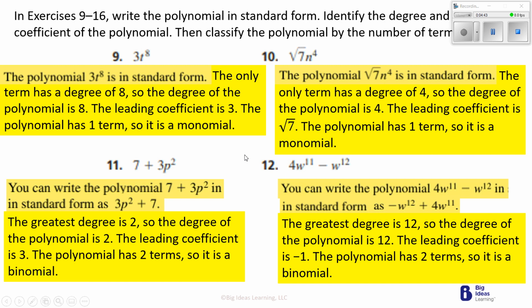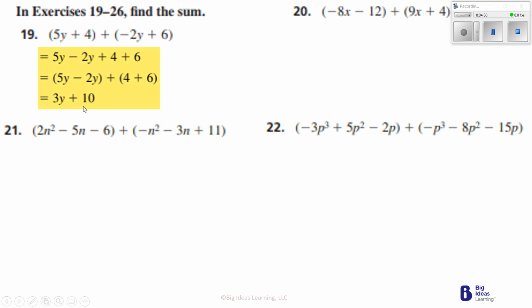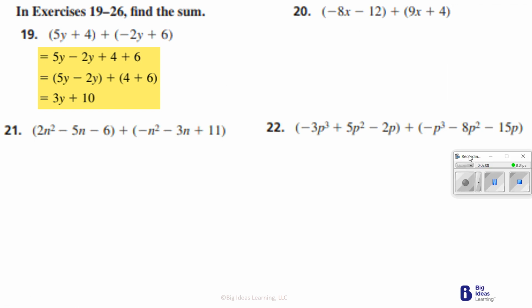Let's go on to 19 through 22, find the sum. Well, let's see, we're adding these together. I got 5y minus 2y, that's 3y. And 4 plus 6 is 10, so it's going to be 3y plus 10. All right, and they put them side by side. They grouped the like terms together, right?